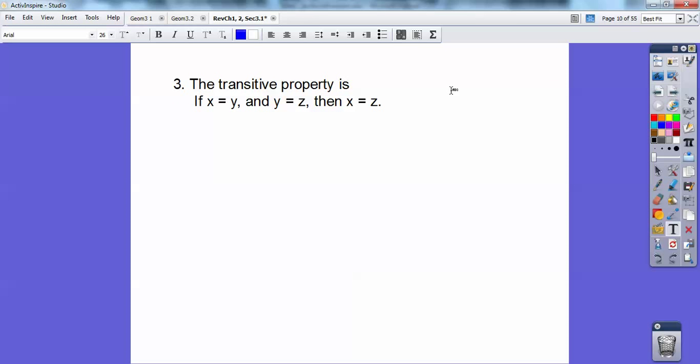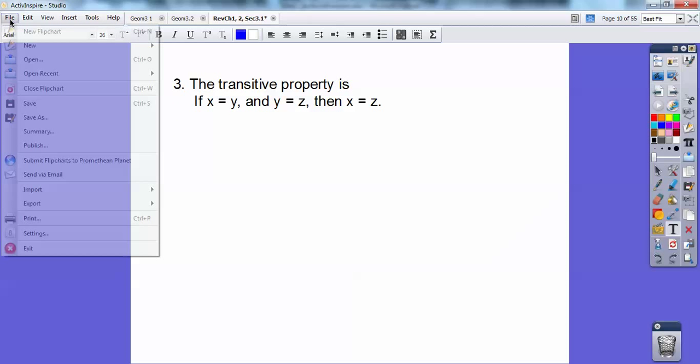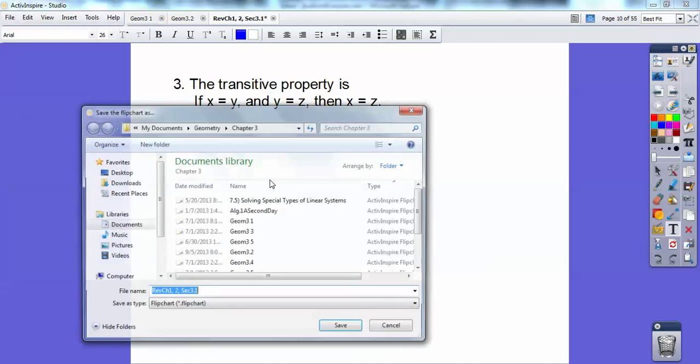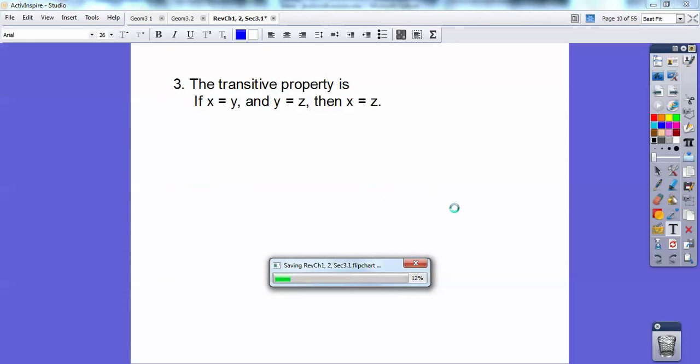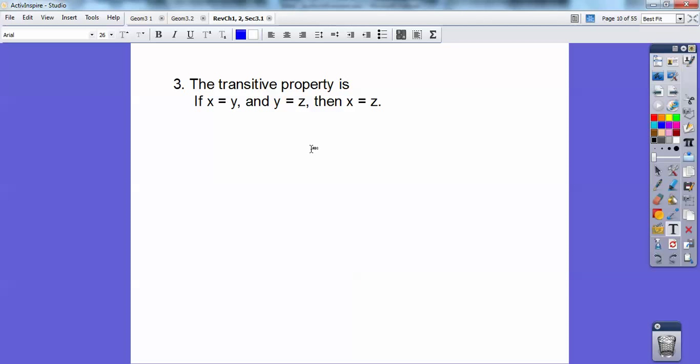The transitive property. If x equals y and y equals z, then x equals z. Notice this y right here has to pick up with this y. So if x equals y and y equals z, then this x over here is going to equal this z right there. Then x equals z. That's the transitive property. You might see the symmetric property. They just flip around the equal sign. If x equals y, then y equals x.